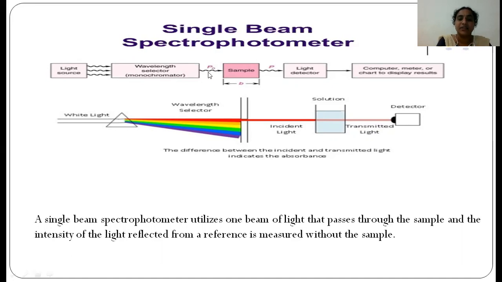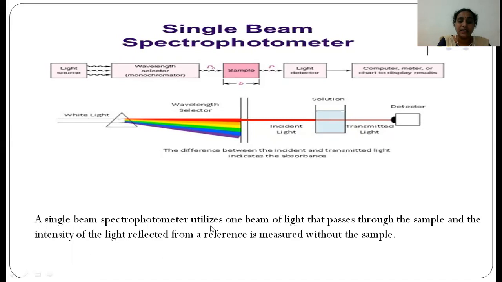This single wavelength light will pass onto the sample solution. Now this sample will absorb that light and emit the remaining light. This remaining light will be detected by the detector. Finally, the recorder will give the output of the signal.